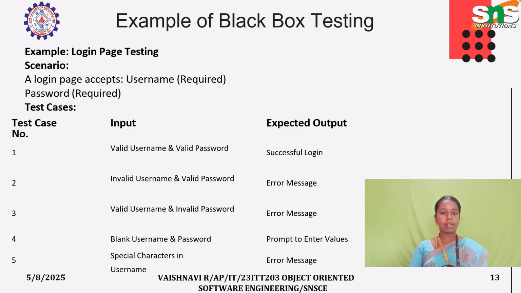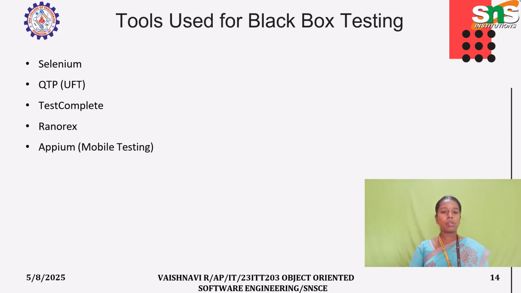And then examples of black box testing. In examples, we have login page testing. Here we have some test cases. In the first test case, if we give a valid username and valid password, the expected output will be a successful login. If we give an invalid username and a valid password, it shows an error message. And then the tools we use for black box testing are Selenium, QTP, TestComplete, Ranorex and Appium. Here Appium is mobile testing software.